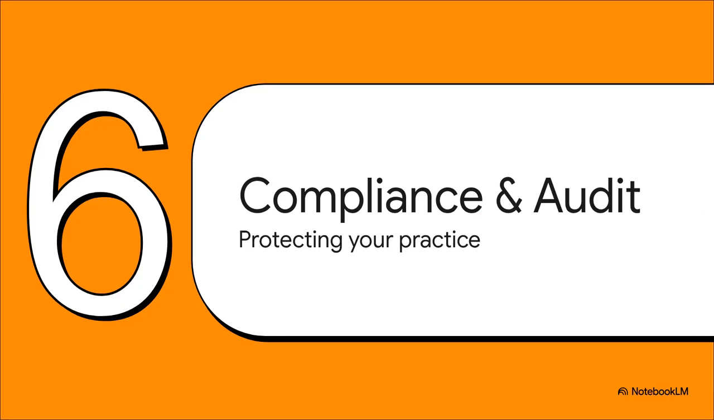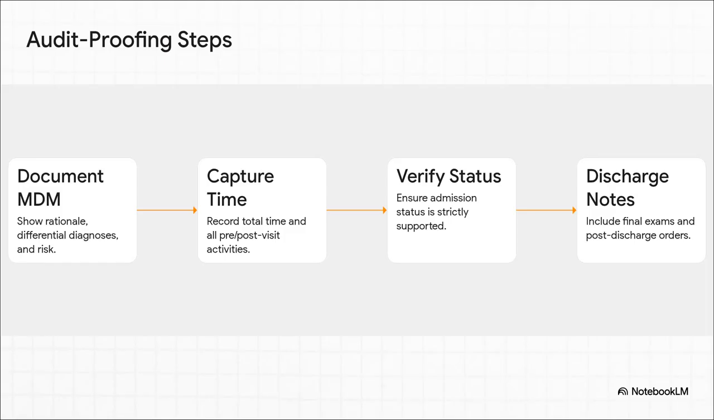Finally, Part 6, Compliance and Audit Readiness. Let's talk about protecting your practice. Look, knowing the codes is only half the battle, right? Keeping the auditors happy is the rest of the job. Here is your audit-proofing checklist for nursing facilities. Step 1, clearly document your MDM rationale. You need to actually show your math with things like differential diagnoses and risk assessments.